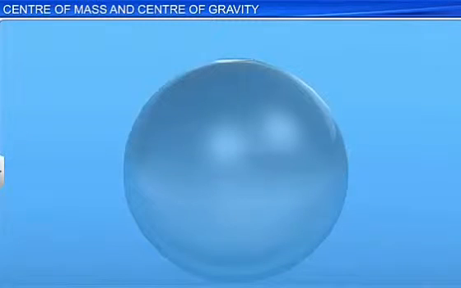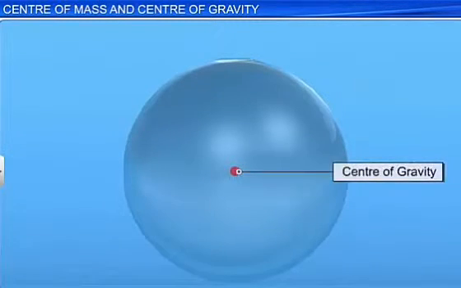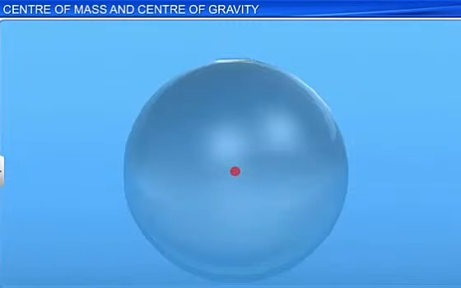Note that the location of the center of gravity depends on the distribution of mass in the body. This can be best demonstrated by an example. Consider a hollow sphere. Its center of gravity coincides with its geometric center. Now, slowly pour water into the hollow sphere.